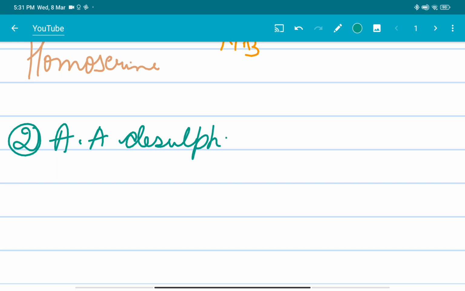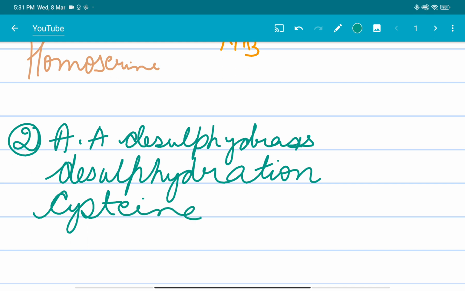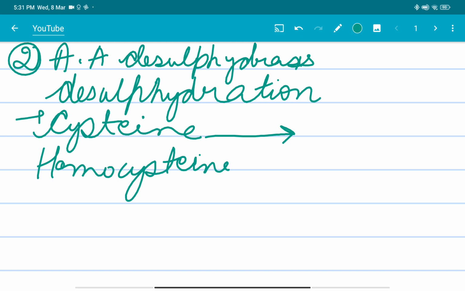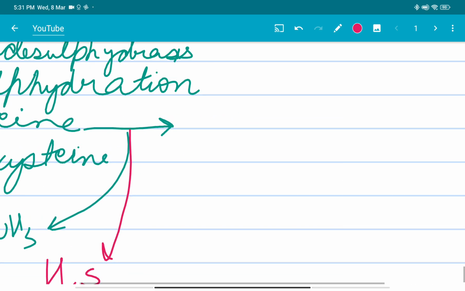Next is amino acid desulfhydrases. In this, the non-oxidative deamination occurs with desulfhydration. The amino acids which have a sulfhydryl group in them are cysteine and homocysteine. Fine, cysteine and homocysteine. With the action of amino acid desulfhydrase, along with ammonia, H2S is also removed, and the keto acid which will form is pyruvate. Fine.